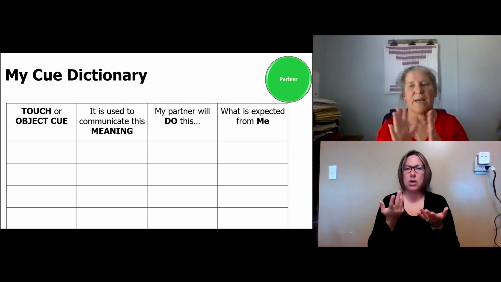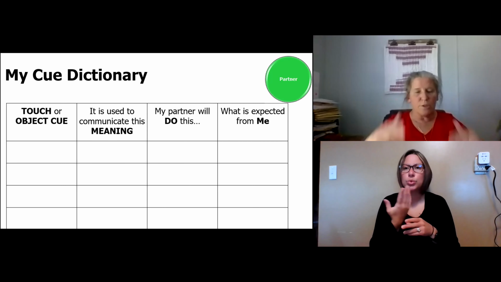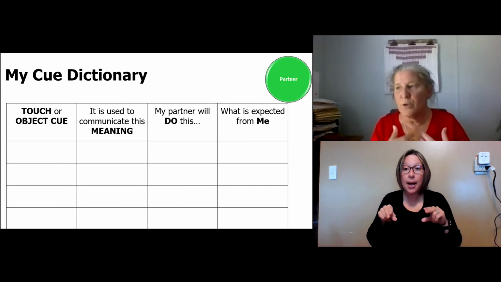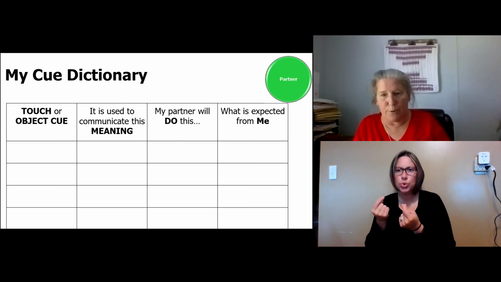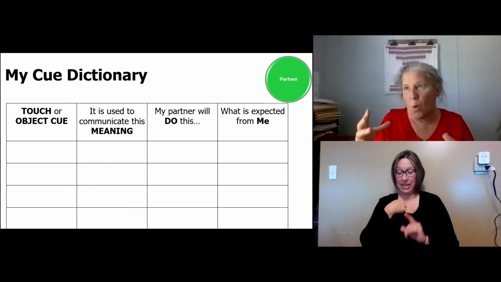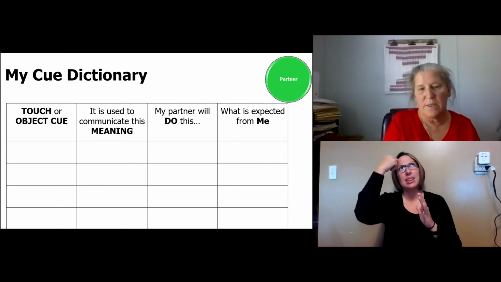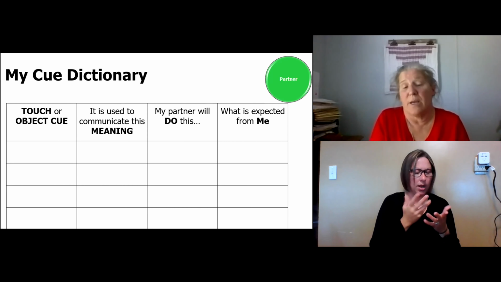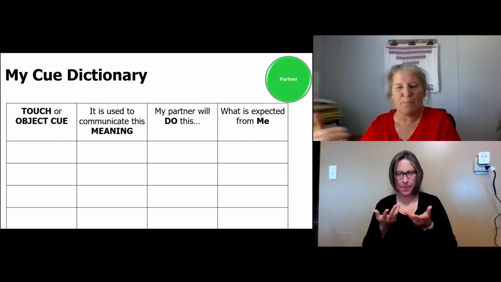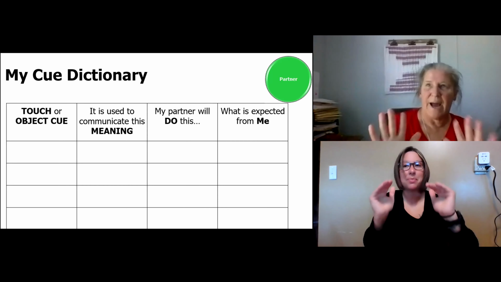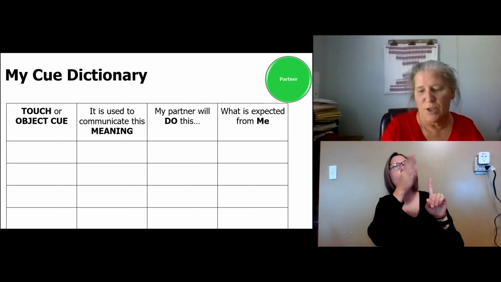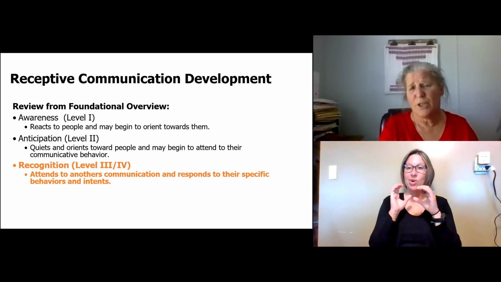So what are we using? Are we using 2 fingers on our belly to show we're changing the diaper? What will my partner do? So what I will do is say change diaper, and what's expected from me, which is the individual. And so we have to think that through. So what is the touch cue? What's the meaning or the object cue? And what will we do to help them? And then what do we expect from them? And if we have that all lined out and posted where people can see it, then it's also that shared communication that we're going for. So that's what you would do in level 3.